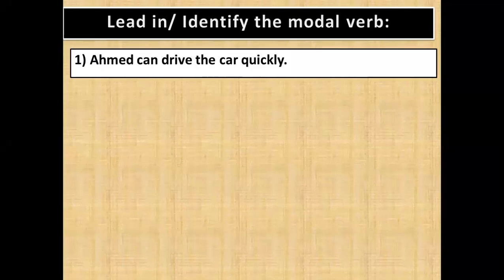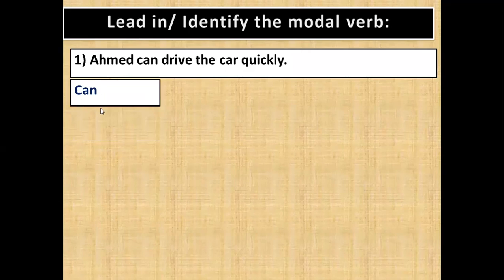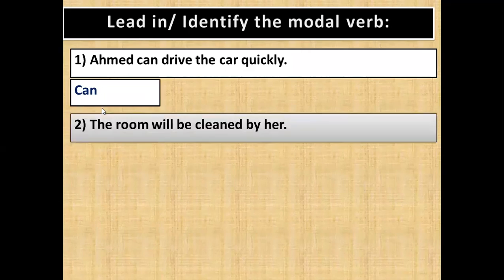So here, number one, Ahmed can drive the car quickly. My question: what is the modal verb here? The modal verb is can. So can is a modal verb. Number two, the room will be cleaned by her. So what is the modal verb here? The modal verb is will. Will is a modal verb.